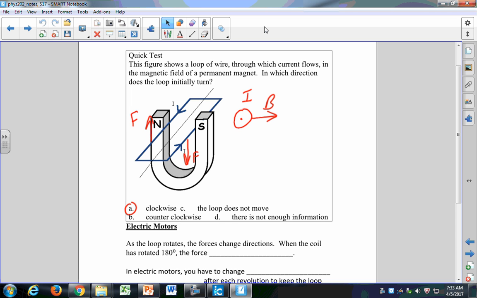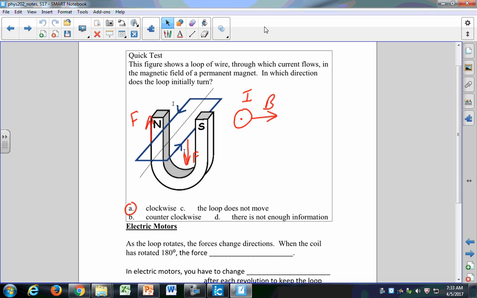What happens to the forces? Because right now you have a force up on this side and a force down on this side. What happens when you flip this thing by 180 degrees? It switches, right? Because whereas the current was going into the page on this side, if I rotate this, then the current will now be coming out of the page on this side, because this side will come over here.